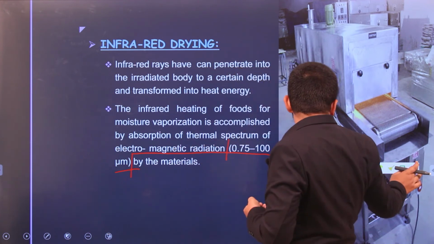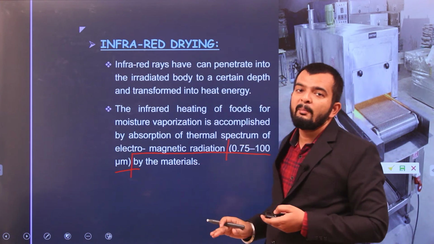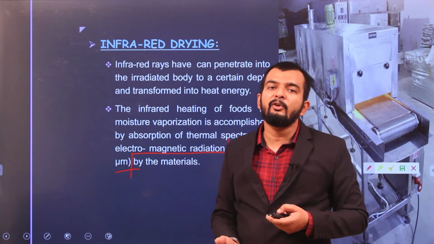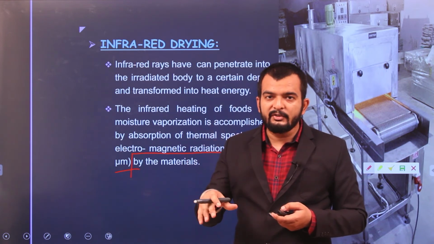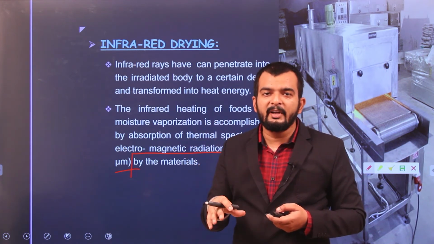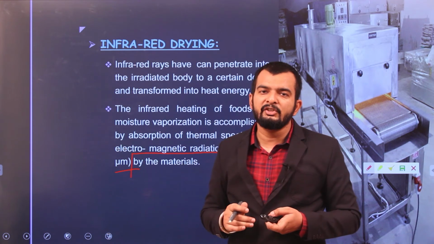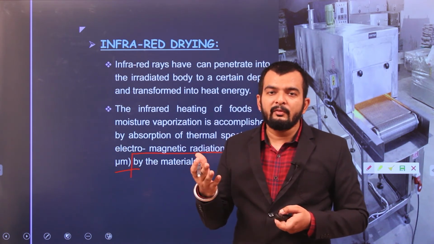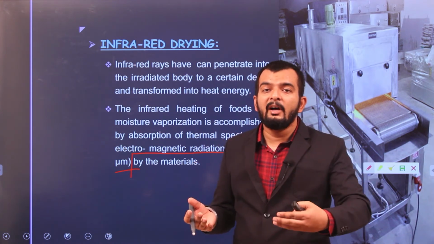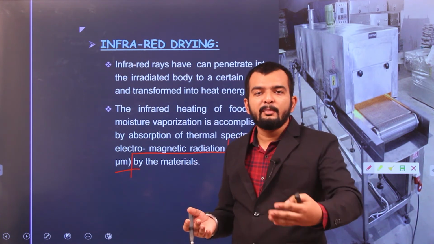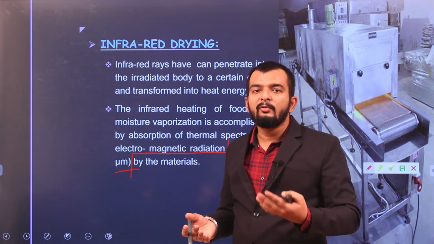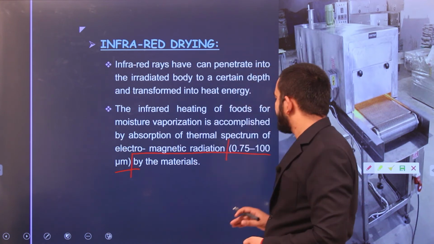Okay. So this principle is being applied to heat your food grains and remove moisture from them. As our food grains are irradiated with infrared radiation, the temperature will rise, and when you supply some air or use some other method to remove the moisture content, drying of grains will occur in this case.